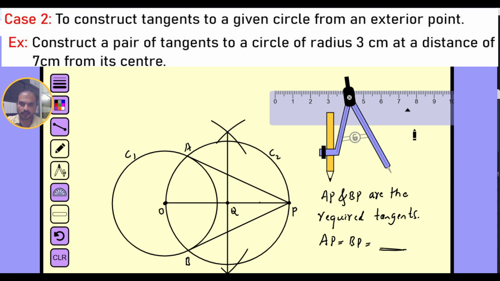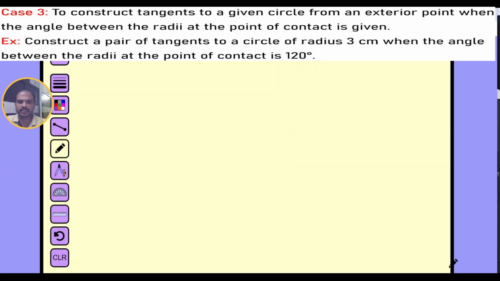Is that clear, children? Now let us go to case number 3. Case number 3 says to construct a tangent to a given circle from an exterior point when the angle between the radii at the point of contact is given. The example is, consider a pair of tangents to a circle of radius 3 centimeter when the angle between the radii at the point of contact is 120 degrees. So the angle between the radii is given to you as 120 degrees.